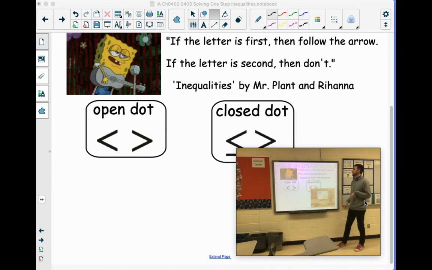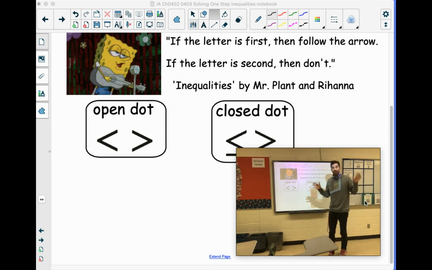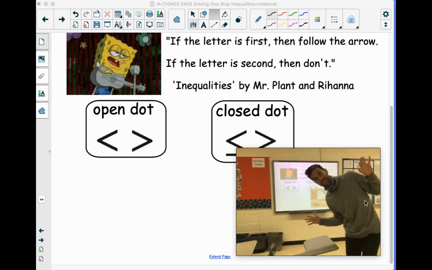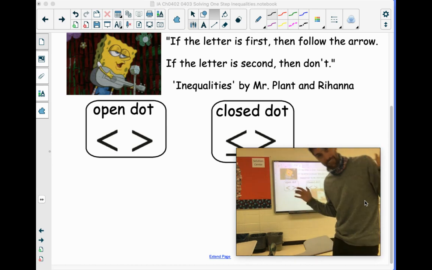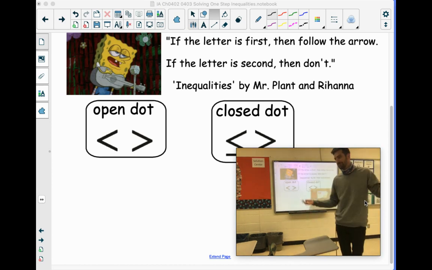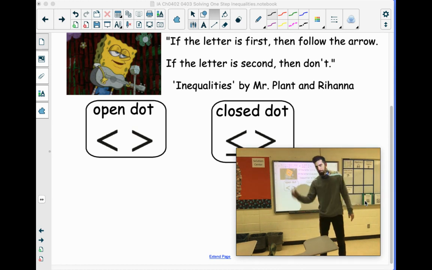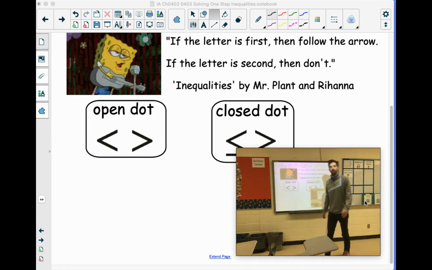I have a little song that helps me remember which way I'm going to shade when I'm graphing these. It goes a little something like this. If the letter is first, then follow the arrow. If the letter is second, then don't. And if the letter is third, then, I don't know, go pick up a turd and do your math homework. Really, you only have to worry about if the letter's first, you follow the arrow.